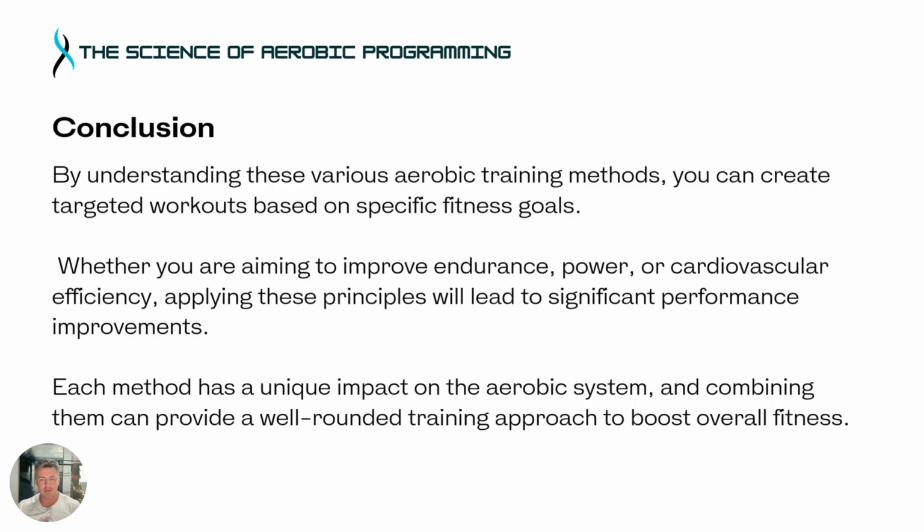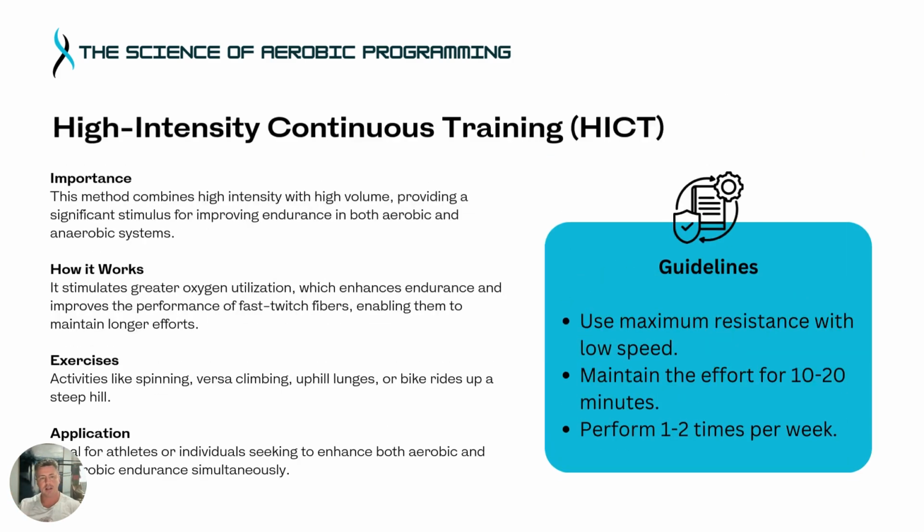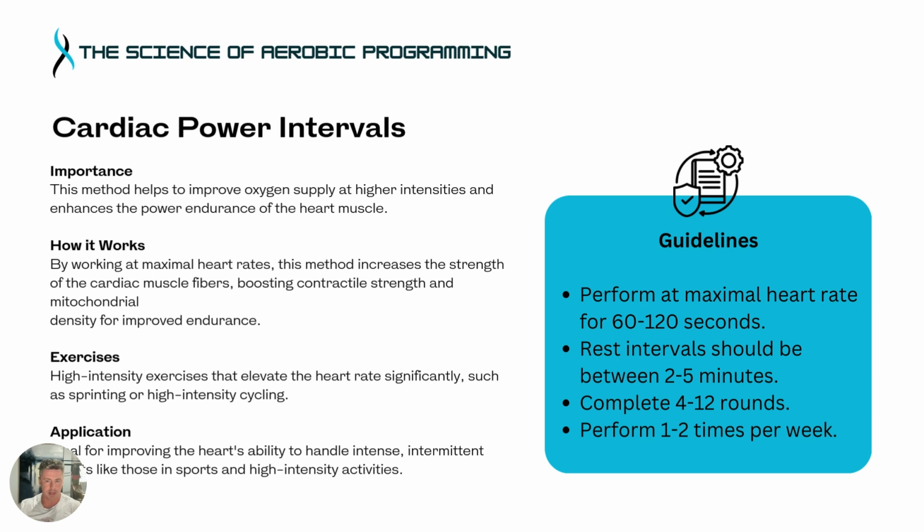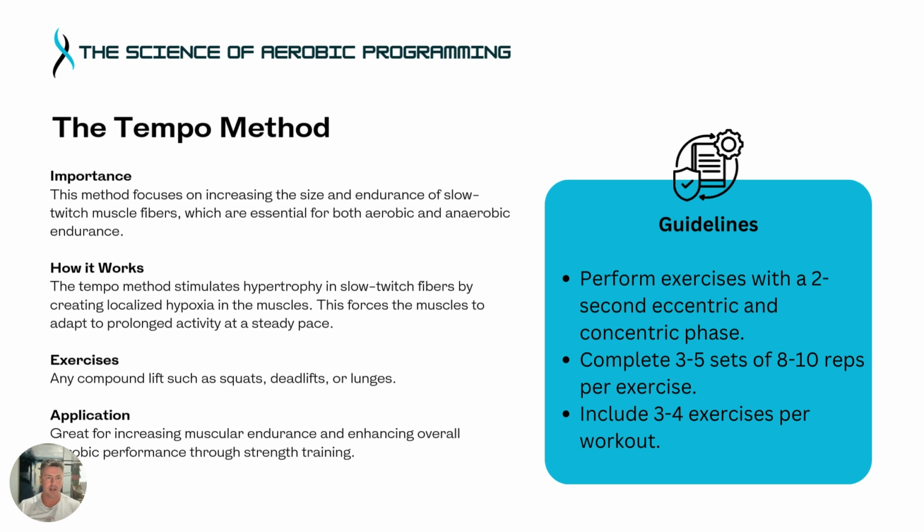So with these different methods, what you can do is look at what your client needs, and then give them something that's going to work on that. For the vast majority of clients, you're going to find that cardiac output methods and giving them some cardiac power intervals are probably going to be enough. They're going to target both those areas of high intensity interval training and also low intensity steady state. If we look at the tempo method, we can use that for our strength training for clients who need more aerobic help. They need more ability to maintain their aerobic threshold.